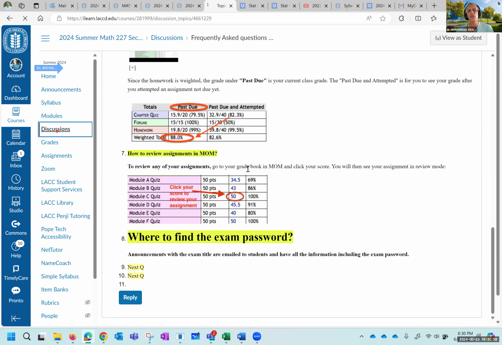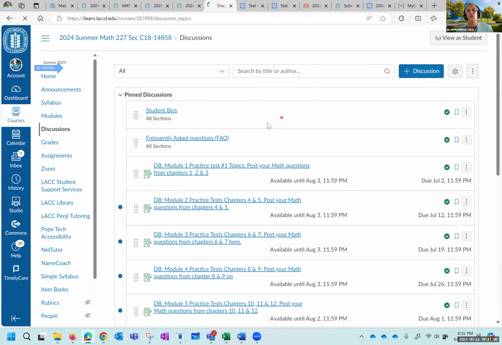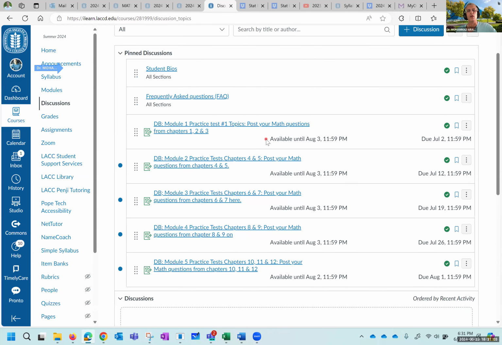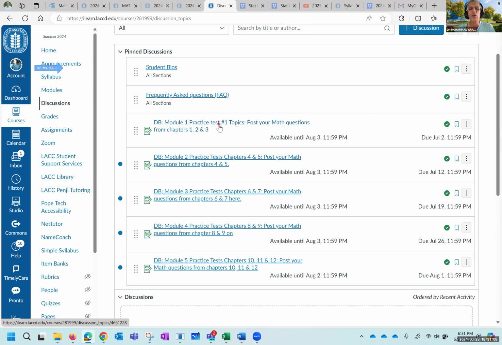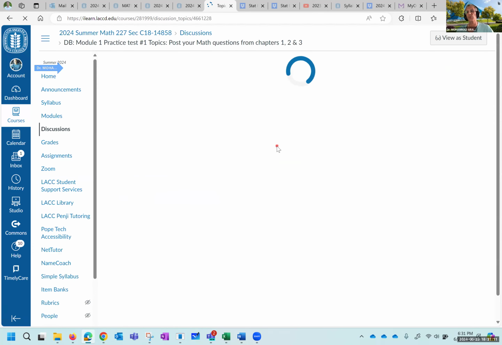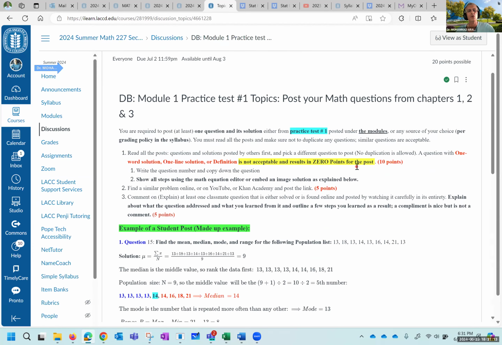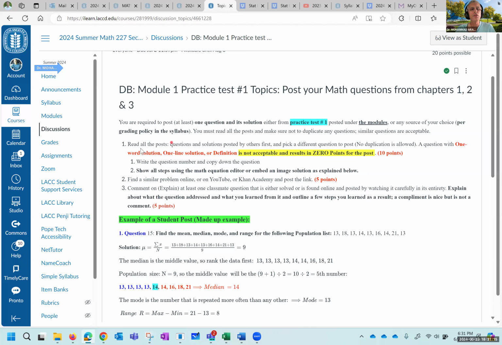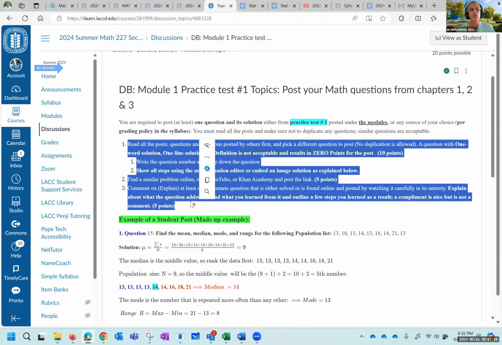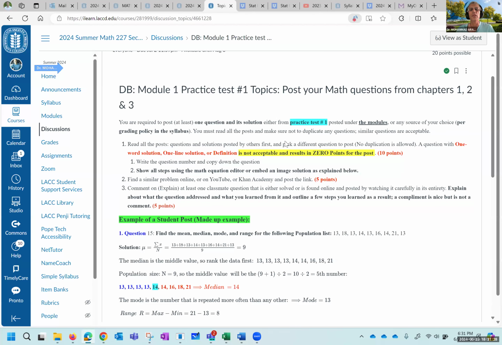So going back to the discussion forums, these two are basically informational. As of the first one, see 1, 2, 3, 4, 5, those are graded. Each one is worth 20 points. Okay, so what do you see here? First, you have to follow the instructions. I highly recommend you read this from A to Z so you see what it's asking you.